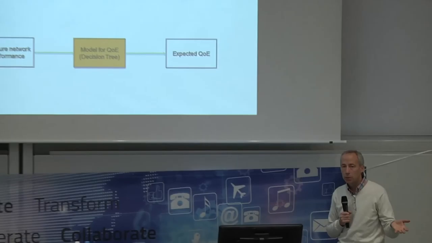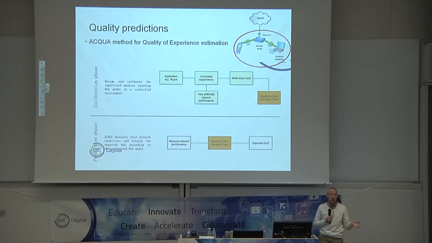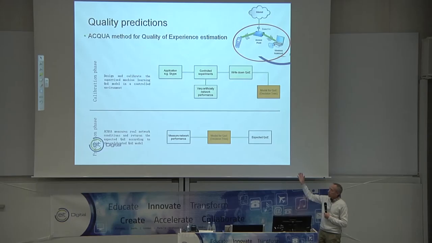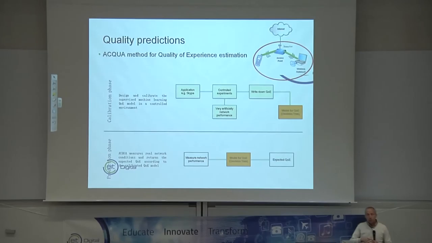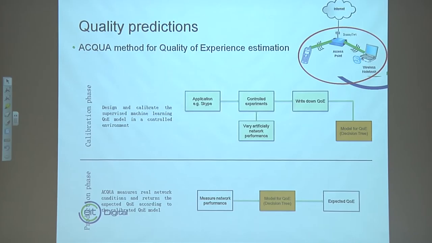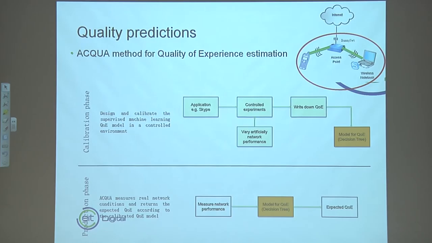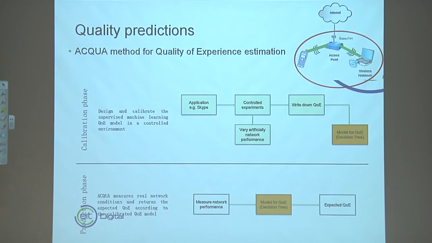But you might need to build new models for measuring quality. This is not an easy task, and you might need to target it for a specific application. Then you might actually need a tool to build your quality of experience models. This is a machine learning tool called Aqua, and it trains on a lot of data. It builds a predictor, a model for quality of experience based on a decision tree. Then you can take that and put it into your network and get quality predictions from it. It has been tested, for instance, on Skype calls, and it works pretty well. This year it has also been tested on video.